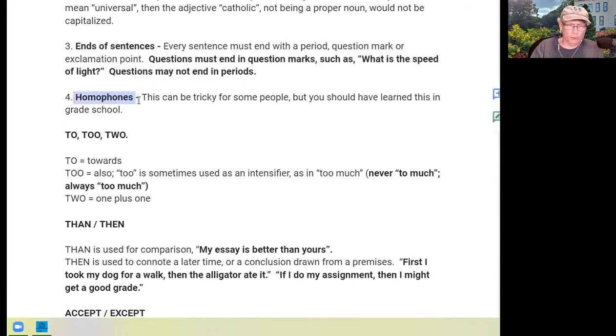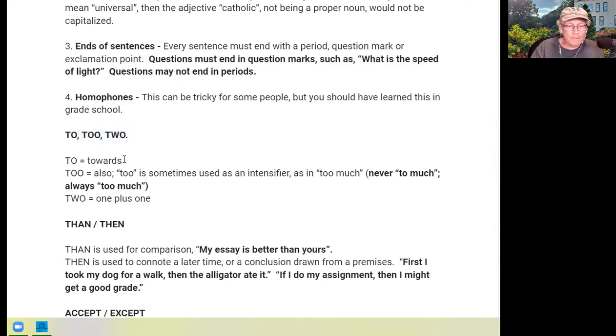Homophones. What's a homophone, Mr. O'Brien? Well, a homophone is two different words that mean different things but sound the same, and yet they're spelled differently most of the time. This can be tricky for some people, but you should have learned this in grade school, especially to, too, and two. These are three homophones that mean totally different things and are spelled differently.